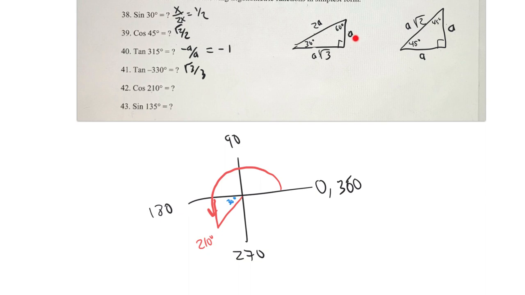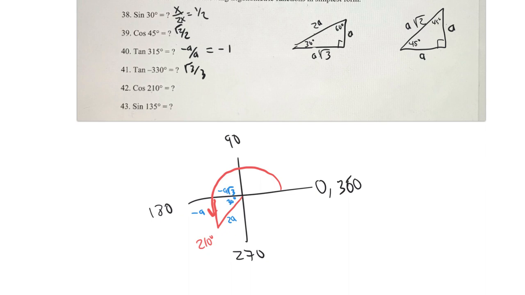And then adhering to this structure, the side opposite of 30 is going to be A, but we're going to call that negative A, and the reason is because it goes down. The side adjacent to the 30 is A radical 3, but we're going to call that negative A radical 3 because it kind of goes to the left from the origin. And then this one we're going to call 2A. Now the hypotenuse is always positive, so we're just going to call that 2A.